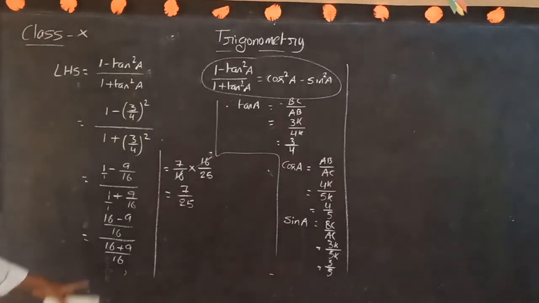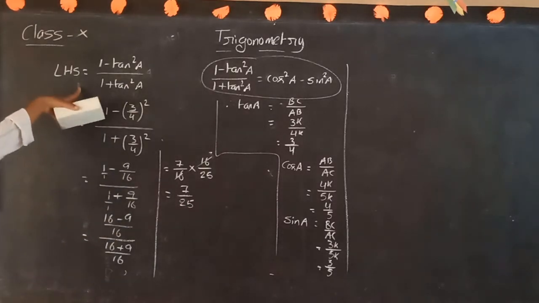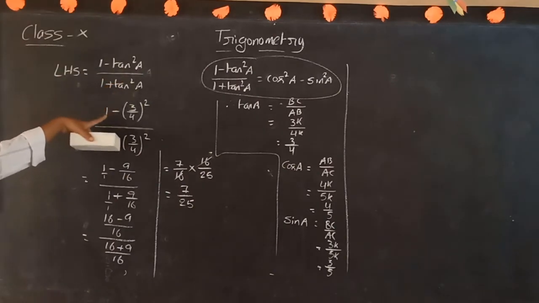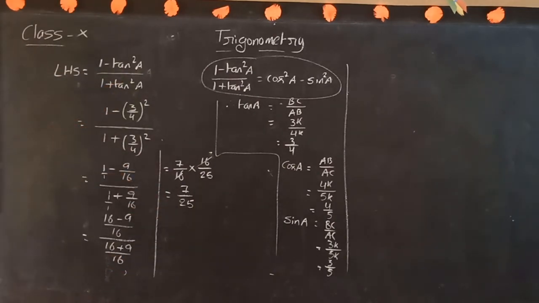16 minus 9 is 7. So overall how much did you get here? LHS, 1 minus tan square A by 1 plus tan square A, how much did you get? 7 by 25 we got.